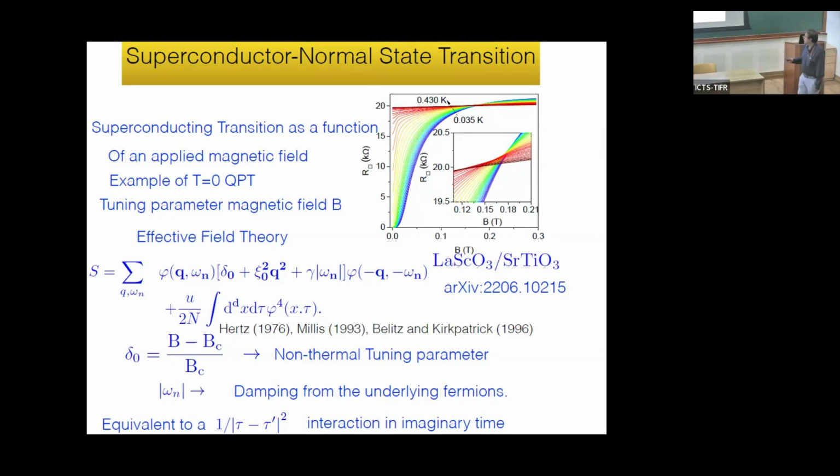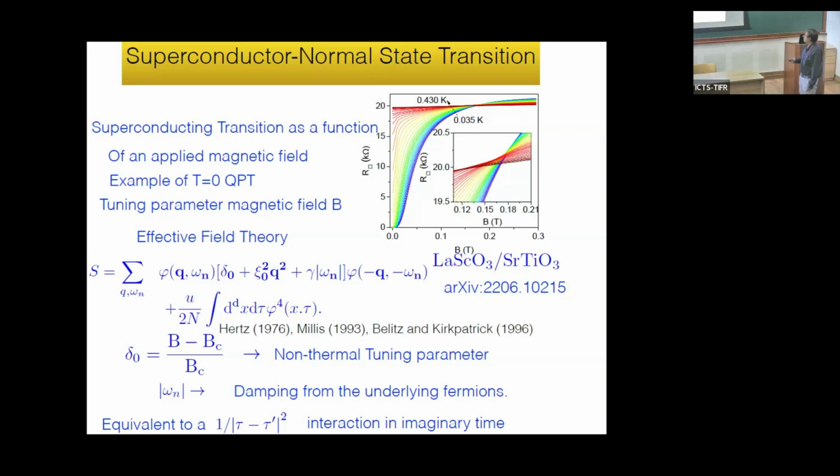This delta naught encodes the distance from criticality, so this is essentially B minus Bc. And this mod omega, which is very important, is effectively the damping given by the underlying electrons or the electronic fluid. This is what is called Landau damping. So effectively, the Gaussian fixed point is given by z equal to 2 dynamics, and that is also going to be important for us.